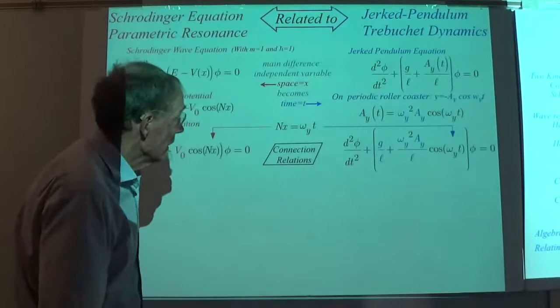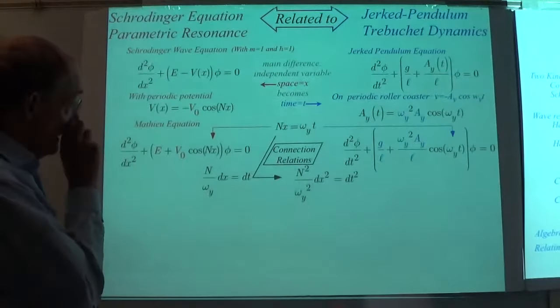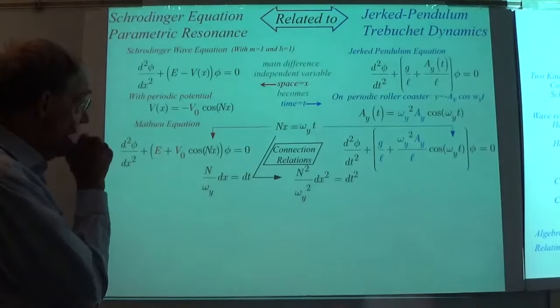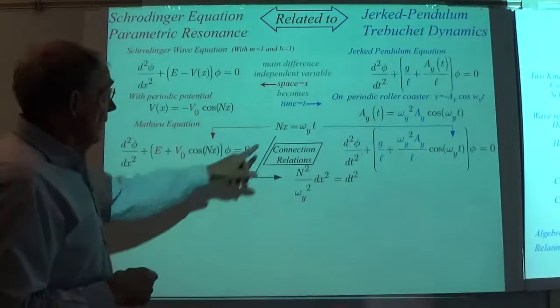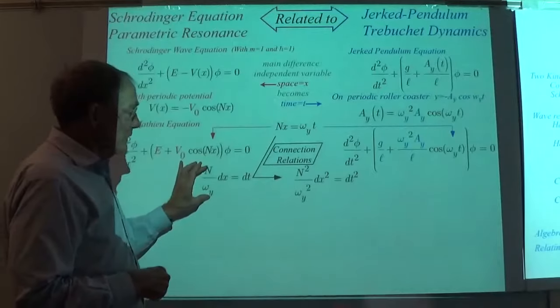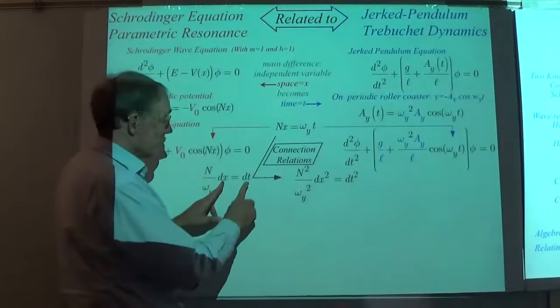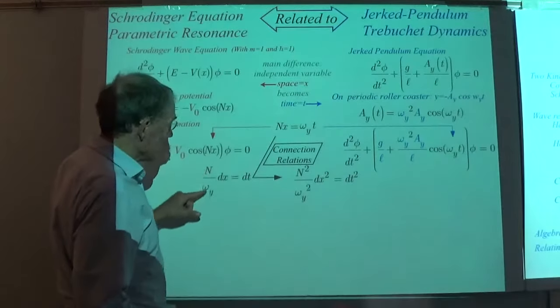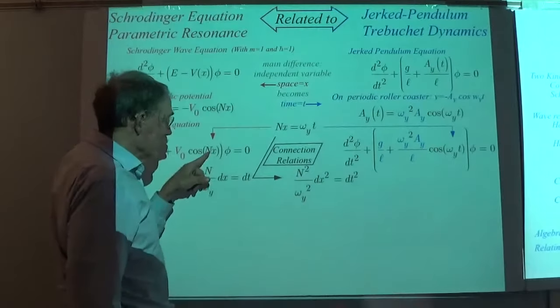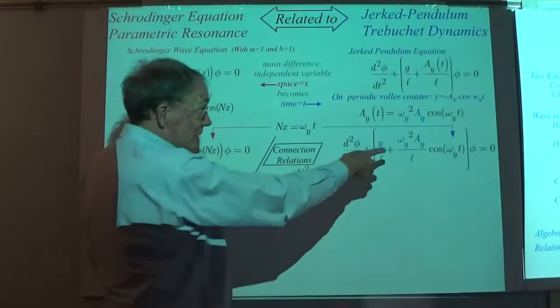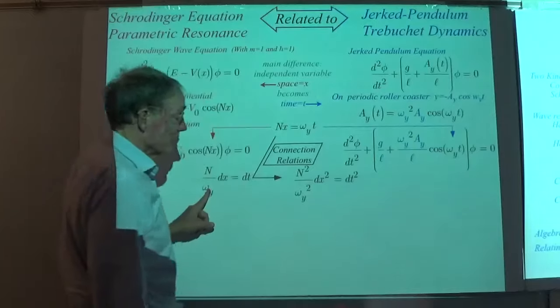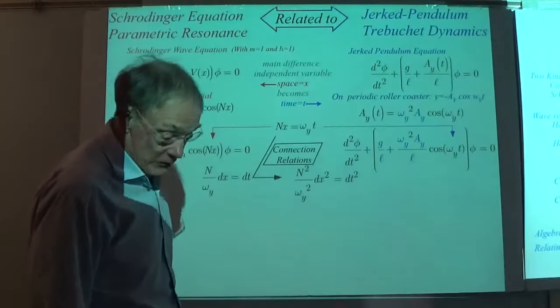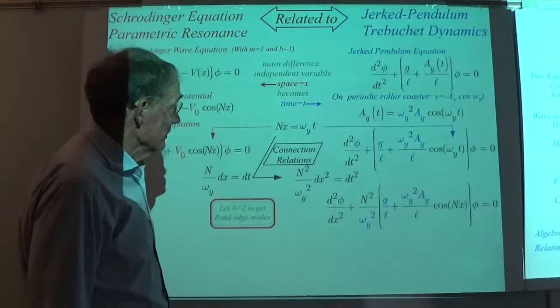these two equations. And another thing that we will have is a differential relation that involves dx and dt. They'll be the ratio of an integer in this case and the frequency that we can adjust continuously over there. So those are the first of our connection relations.